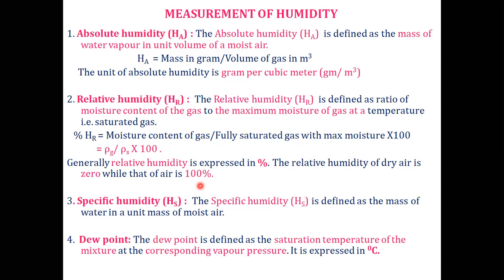And next one is specific humidity, HS. The specific humidity, HS, is defined as the mass of water in a unit mass of moist air. Whatever the mass of water content present in the unit mass of air, that is the normal.